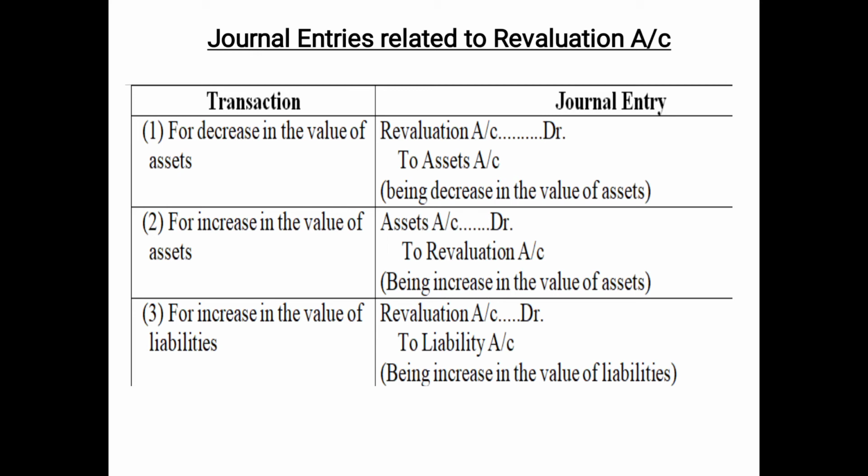The third entry, for increase in the value of liabilities. Liability is a credit balance, and if there is an increase in the liability, it will again be credited. So what else is to be debited to make it equal? Revaluation account. And the narration can be being increase in the value of liabilities. The same entry will be for unrecorded liabilities as well, because due to unrecorded liability also the value of liability increases.